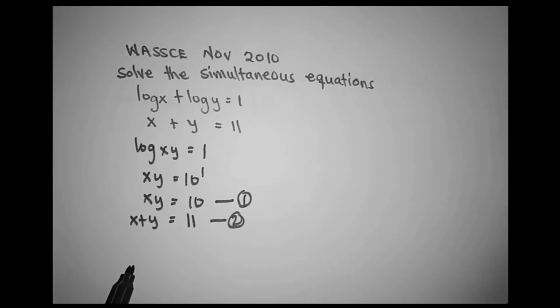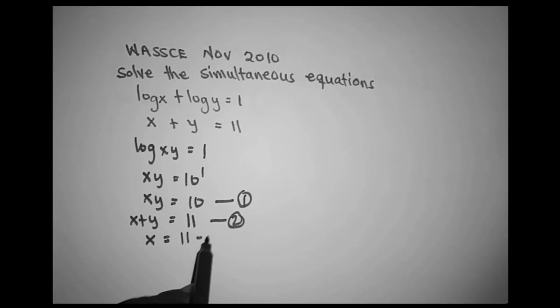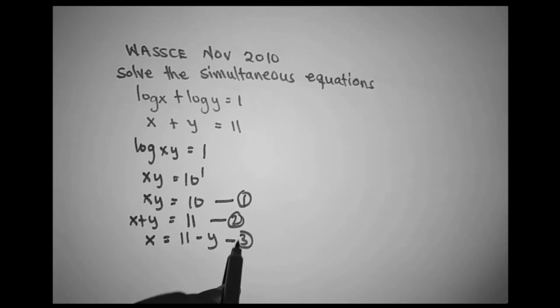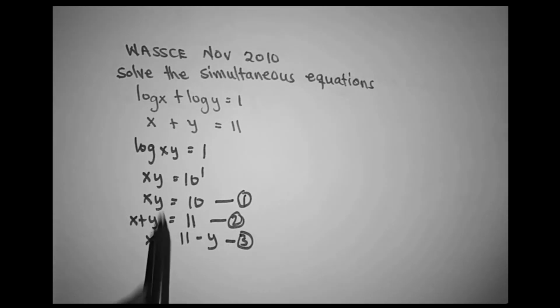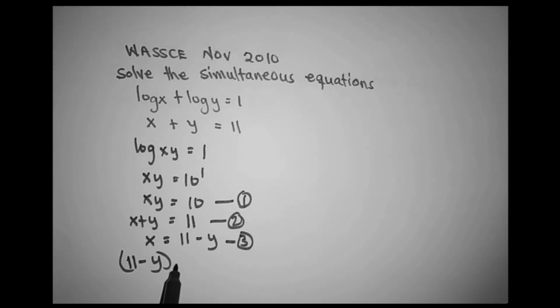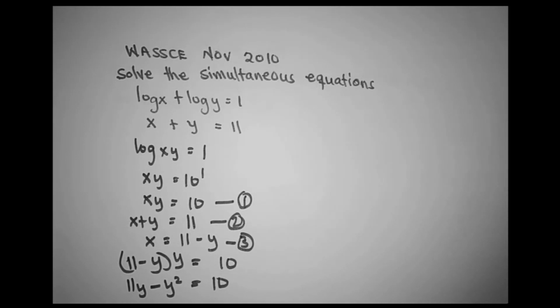So let's make x the subject in equation 2 and put it in equation 1. So x is equal to 11 minus y. That is equation 3. Then let's insert equation 3 in equation 1. So this becomes 11 minus y, which is the x portion, times y equals 10. So let's expand. We then have 11y minus y squared equals 10. So let's bring everything to the right hand side of the equation.